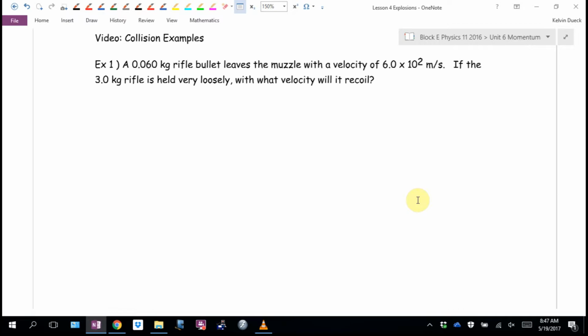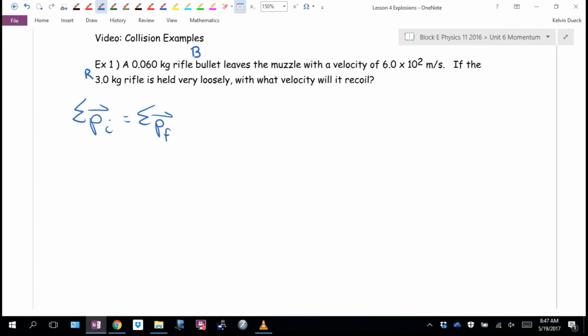Is this a collision? No. Is this an explosion? Yeah. This is a job for conservation of momentum. The total momentum we start with has to equal the total momentum we end with. I'm going to call this mass B for bullet, and I'm going to call this mass R for rifle. Is that okay?